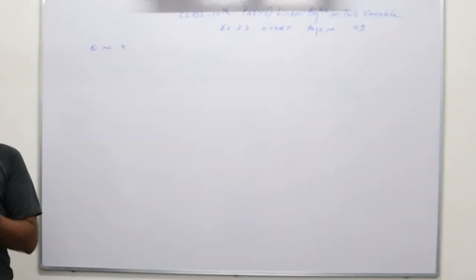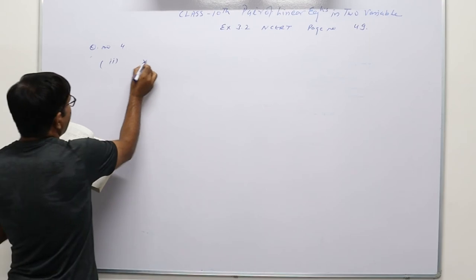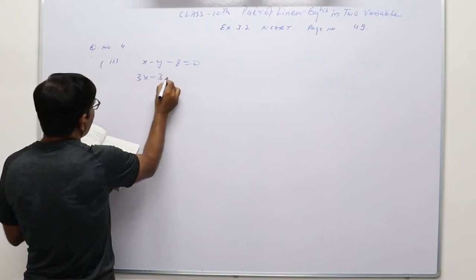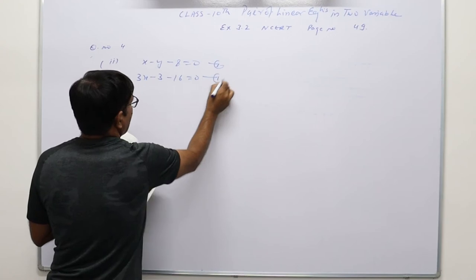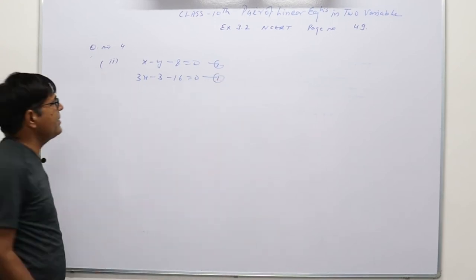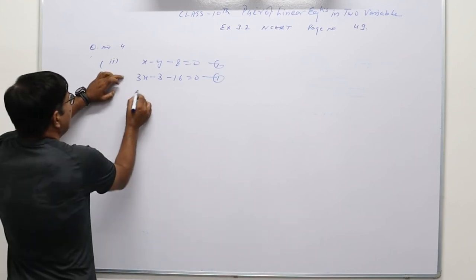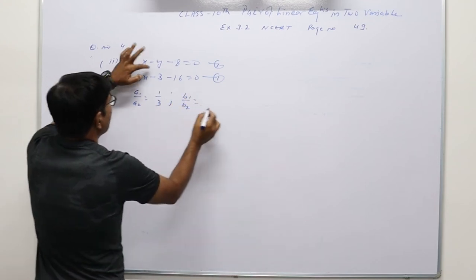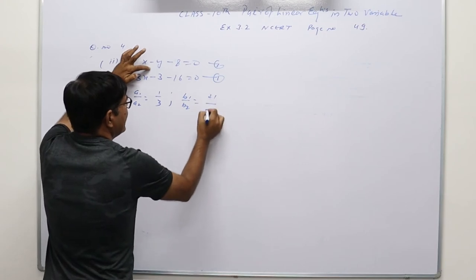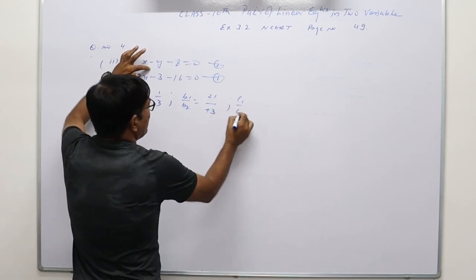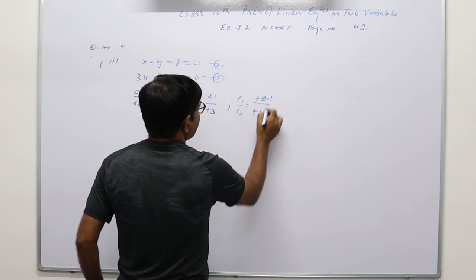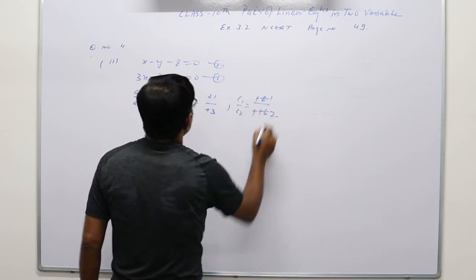Question number two: x minus y minus 8 is equal to 0 and 3x minus 3y minus 16 is equal to 0. First we have to check whether the system is consistent or inconsistent. So a1 upon a2 is 1 upon 3, b1 upon b2 is minus 1 upon minus 3, that is 1 upon 3, and c1 upon c2 is minus 8 upon minus 16, that is 1 upon 2.